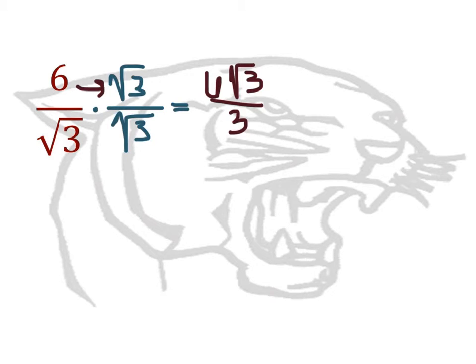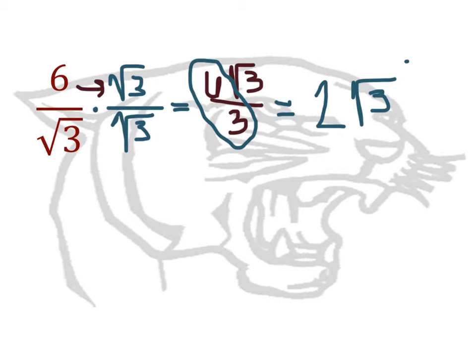And this looks pretty easy, but look, you have 6 divided by 3 right here. If you can, you must simplify. 6 divided by 3 is 2, and we have the square root of 3 left. So our answer is 2 square root of 3.